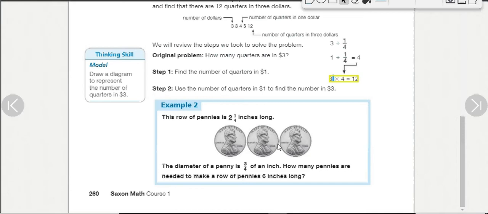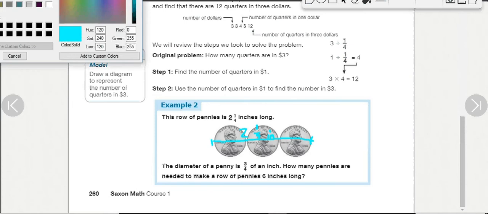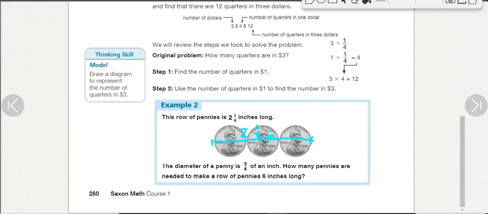This row of pennies, they tell us, is 2 1/4 inches long. From here to here measures 2 1/4 inches. Fair? The diameter of one penny is 3/4 of an inch. This is 3/4. That tells me right here: how many pennies are needed to make the row 6 inches long?